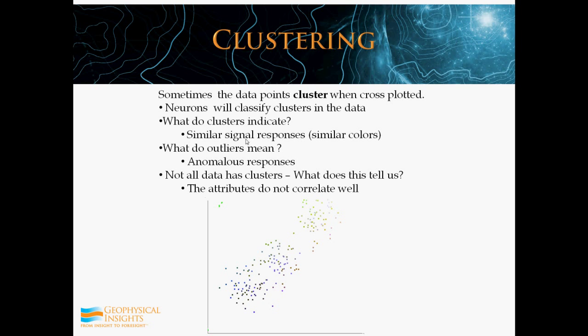And you will find that not all data clusters naturally. And so what does that tell us? It's basically the same as when a cross-plot does not cross-plot: those attributes did not correlate well. Once again, not easy to visualize when you're talking about 25 dimensions.